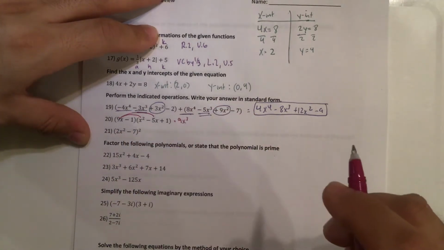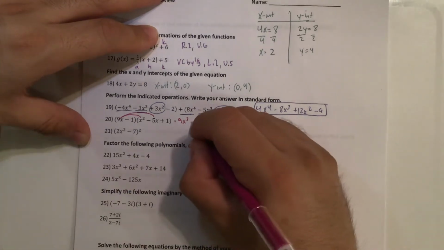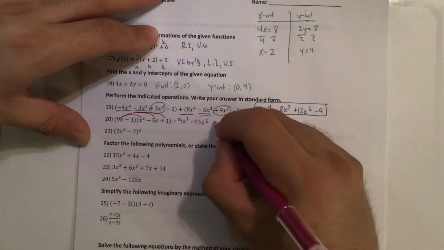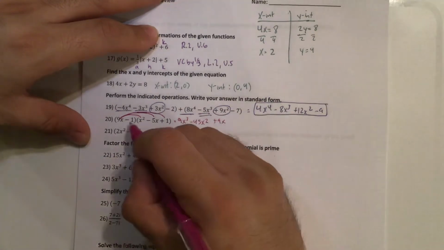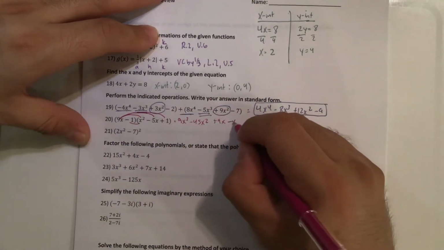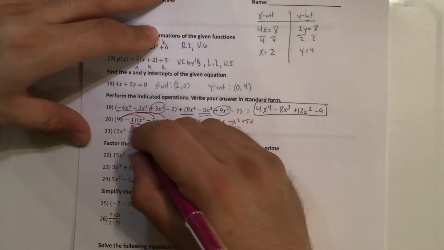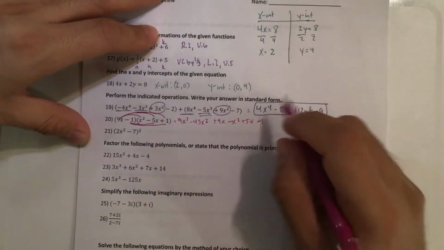9x times negative 5 is negative 45x squared. 9x times 1 is positive 9x. Now I'm going to distribute the negative 1. Negative 1 times x squared is negative x squared. Negative 1 times negative 5 is positive 5x. And negative 1 times positive 1 is minus 1.